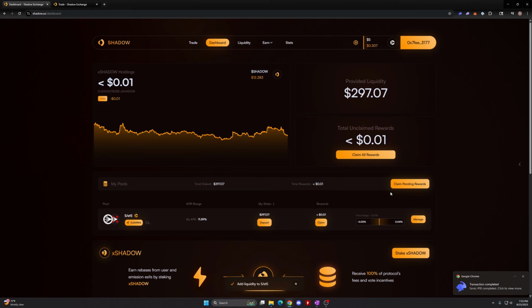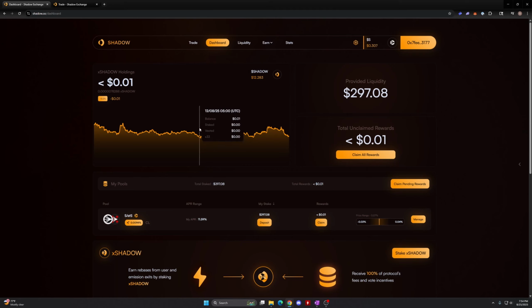Congratulations. You are now a legendary farmer. You are a liquidity provider. You are bolstering and solidifying the network. You are deepening Sonic and, more specifically, Shadow's liquidity. You are making it easier for your friends and family to have less slippage and price impact on their swaps. You are the TVL.